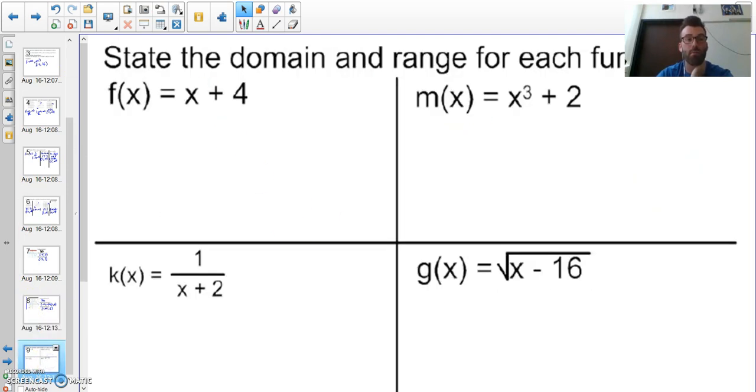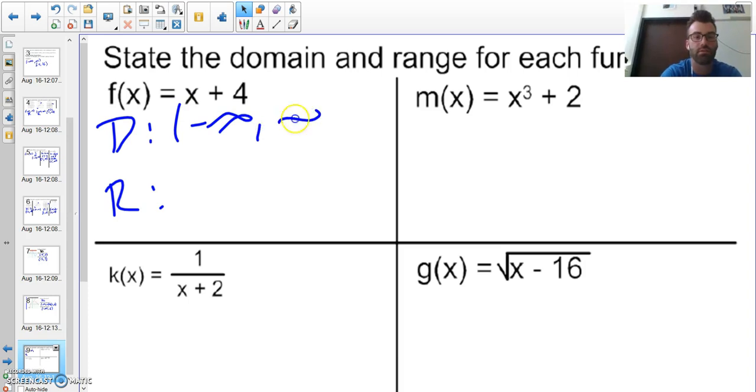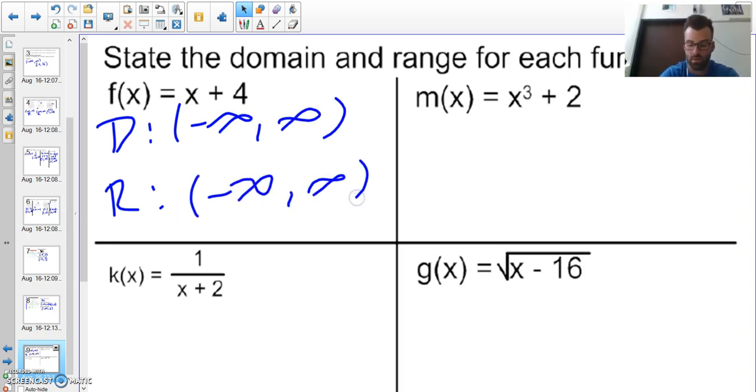All right, so I have 1 minute to try to get through these 4. So the first 2, I can input any x value and get a y value in a linear graph. Now you can look at any of these 4 using Desmos or your graphing calculator and decide the domain and range that way. So my domain and range is negative infinity to infinity for this one, and for the cubic as well. Okay.